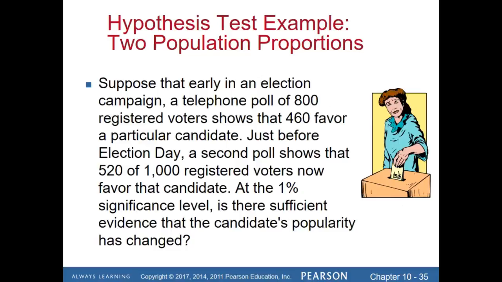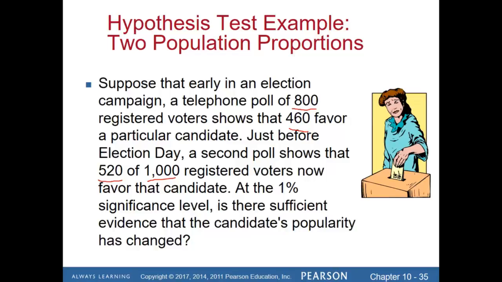All right, so let's take a look at a problem, and we are working with proportions. Can't do a proportion problem without taking a look at a polling question, right? It's a pretty classic example. So we've got some campaign polling going on here, and early on in the election campaign, we polled 800 people, found that 460 out of those 800 favored the candidate that we're looking at. Maybe that's our candidate, and maybe this is internal polling, I don't know. And then later on, just before election day, we did another poll. And this time we polled 1,000 people, found that 520 of them favored our candidate.